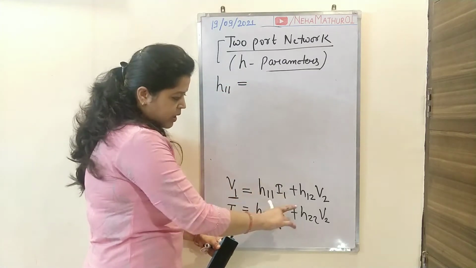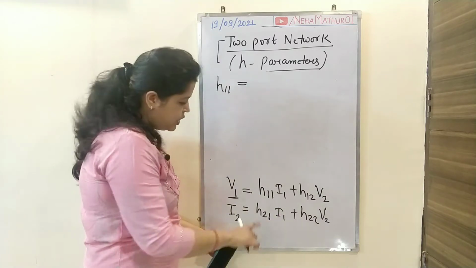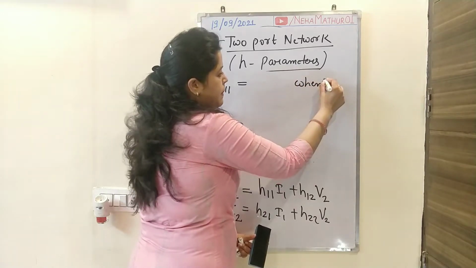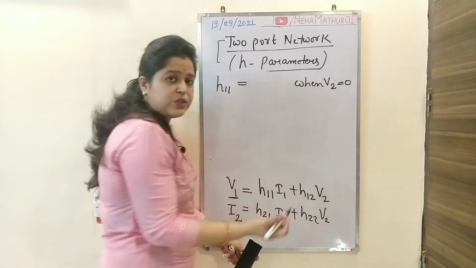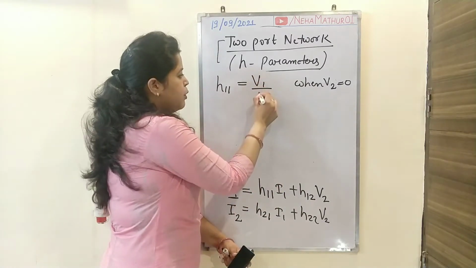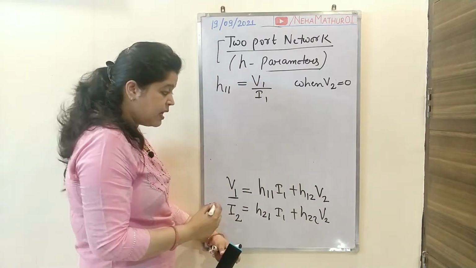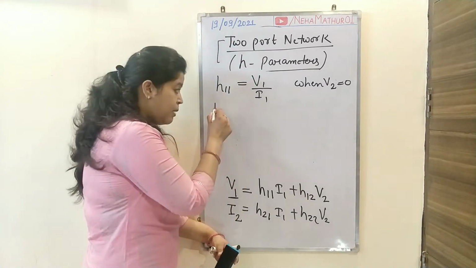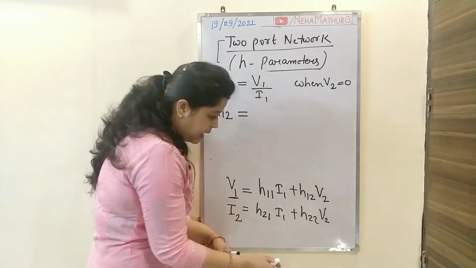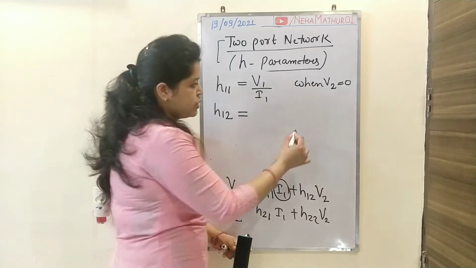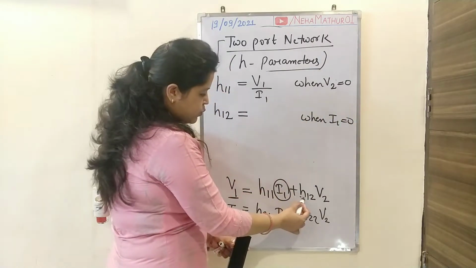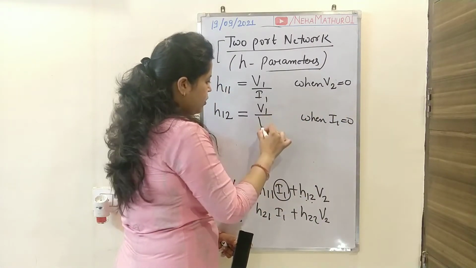Now from equation 1 it is clear that for the calculation of H11 we'll have to consider V2 equal to 0. And once we put V2 equal to 0, our H11 will be V1 upon I1. Similarly, with the help of the first equation, we are also able to find H12, but we'll have to put I1 equal to 0. Our H12 will become V1 upon V2.